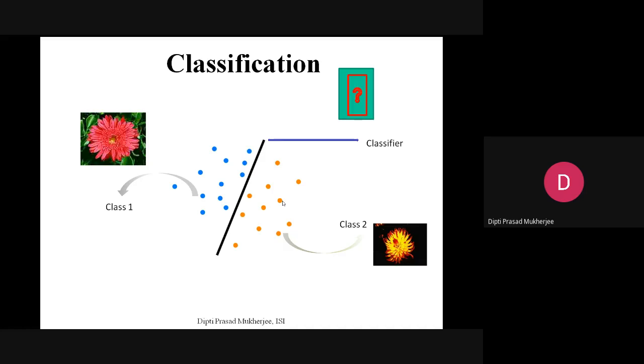Am I clear on this point? Yes, sir. This particular thing we always call a query, or a test image, or a test object. The objective of classification is to assign a label, or assign a class, to the test object, to the unknown object. And that's how it gets differentiated from the clustering process.